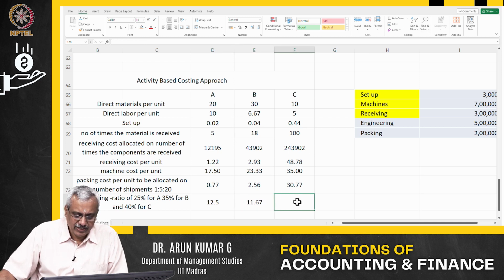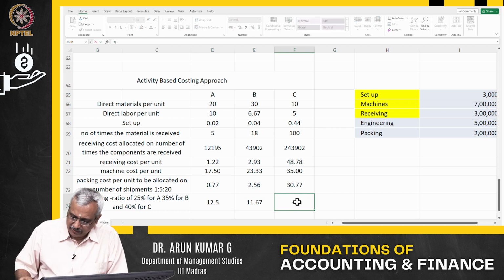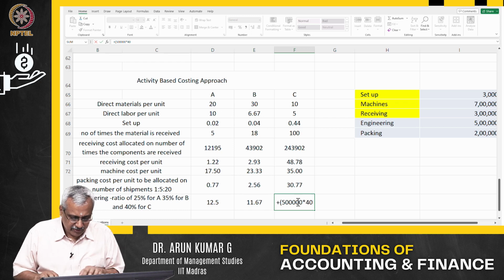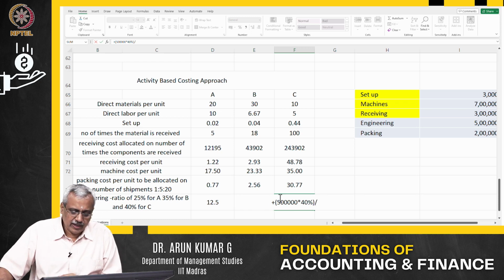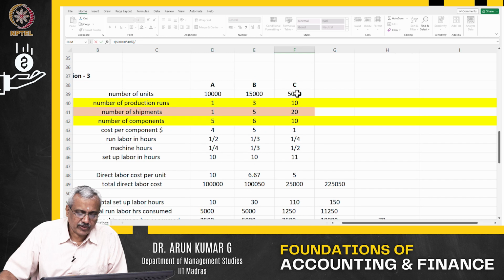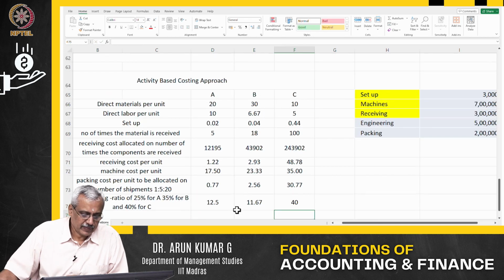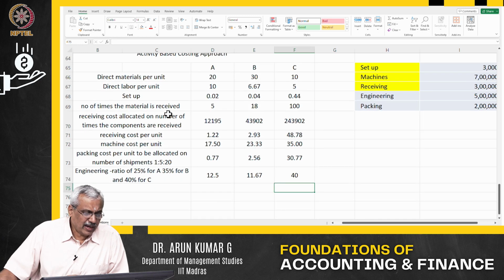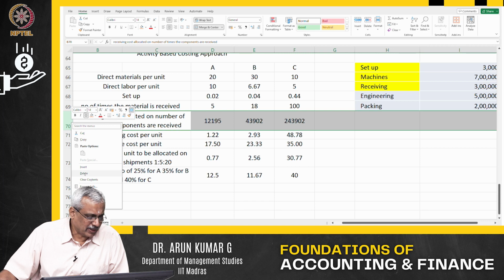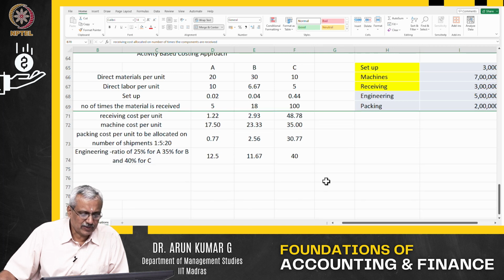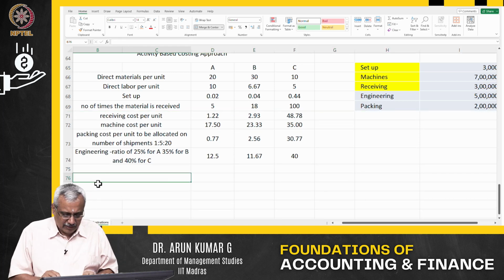For product C also, it's the same: 500,000 times 40%, divided by the number of units. So I get a per unit cost of $40 for C. So what is my total cost? Let me hide this column so that it looks better. So what is my total cost?